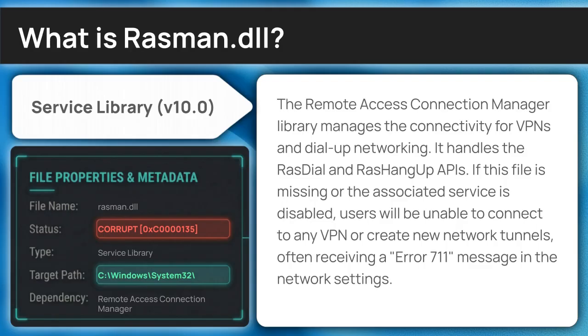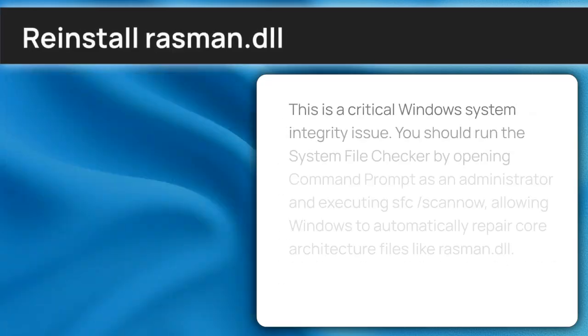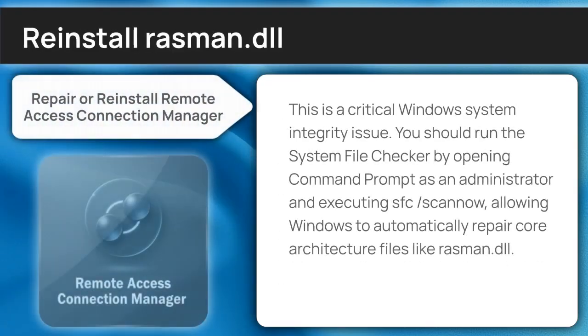Enough of the technical side. Let's get these files back onto your system. This is a critical Windows system integrity issue. You should run the system file checker by opening Command Prompt as an administrator and executing sfc /scannow, allowing Windows to automatically repair core architecture files like Remote Access Connection Manager DLL.